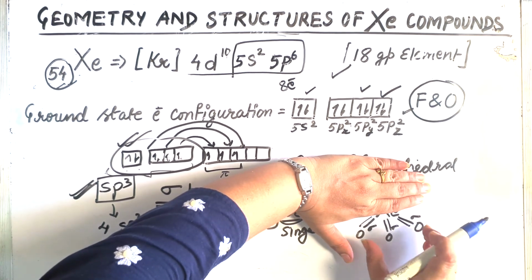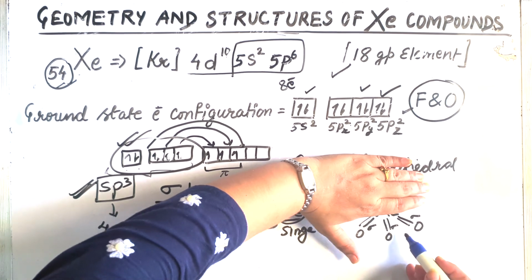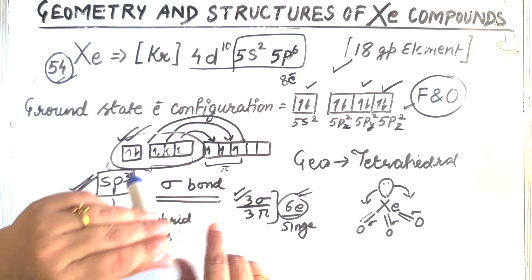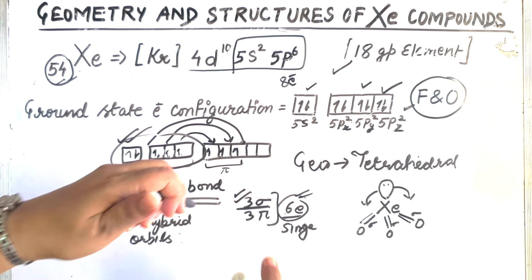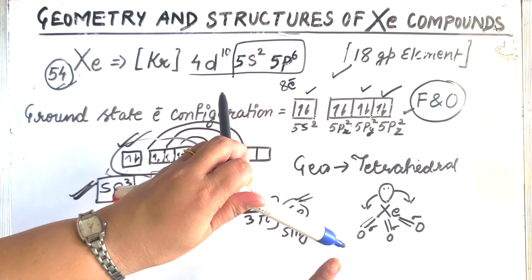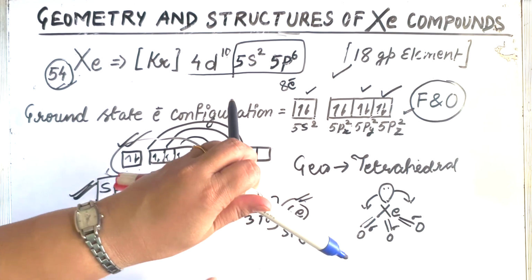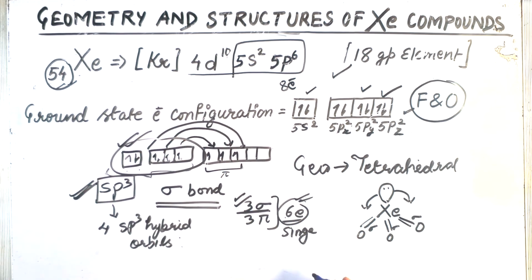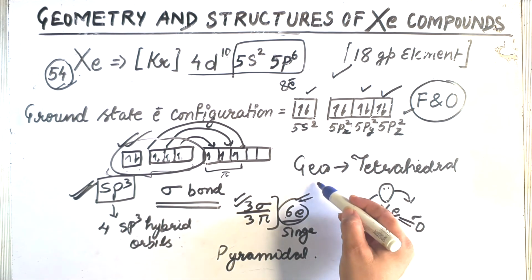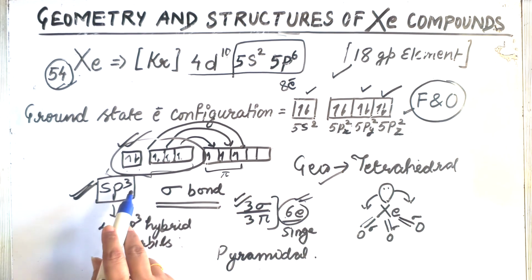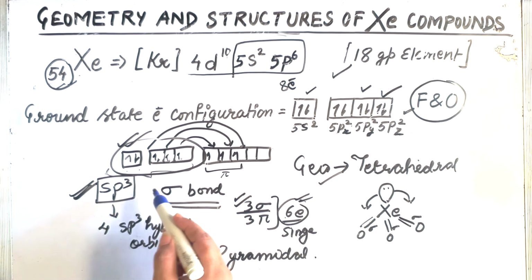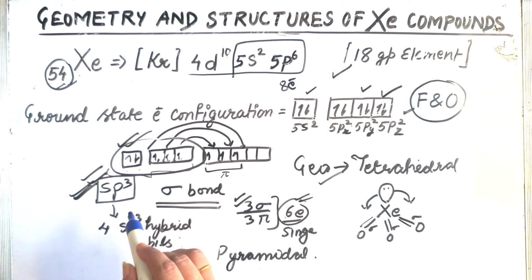You can see this pyramid here. So 1, 2, 3 oxygen at the downside are going to make the pyramid, and here we have the cloud. So the pyramid-like structure will be formed. So the structure of this compound will be pyramidal. But the geometry of this compound will be tetrahedral, and the hybridization of the xenon in this compound will be sp3 hybridization.